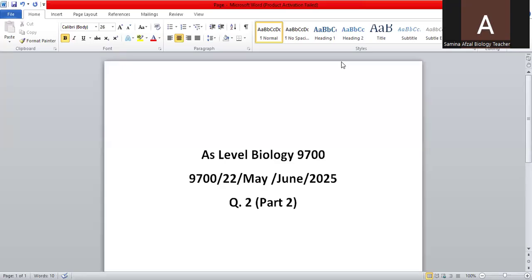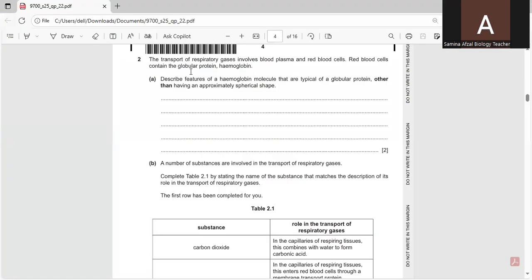AS Level Biology 9700 Paper 2 Variant 2, May June 2025. Second video on question number 2. Question number 2 is: the transport of respiratory gases involves blood plasma and red blood cells. Red blood cells contain the globular protein, which is hemoglobin. Describe features of a hemoglobin molecule that are typical of a globular protein other than having an approximately spherical shape.